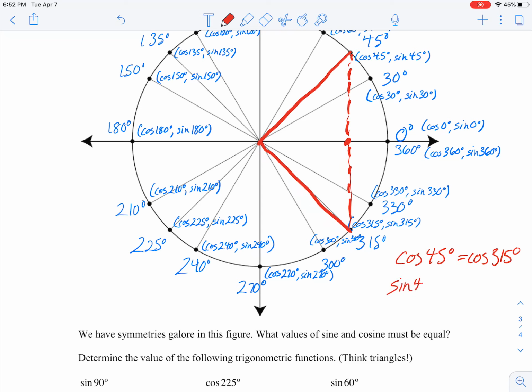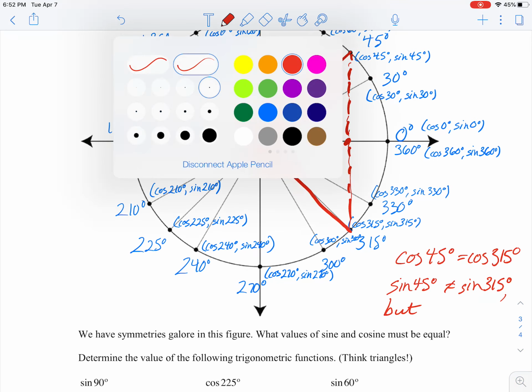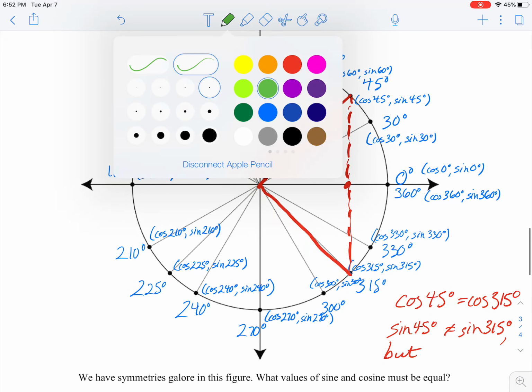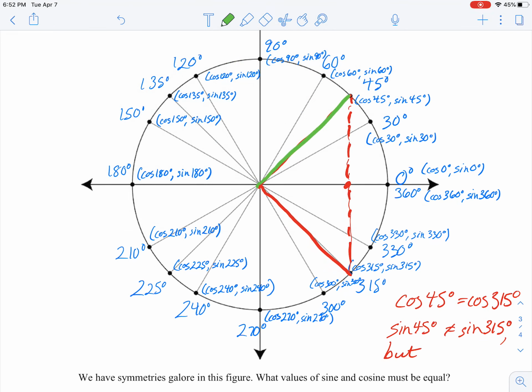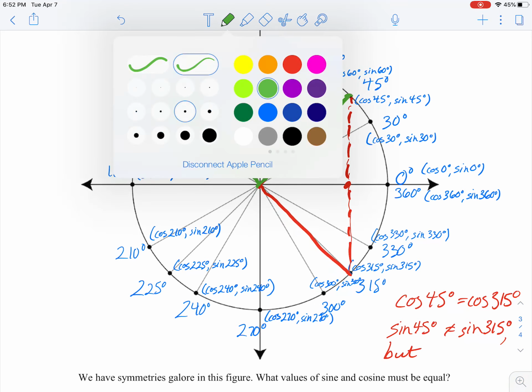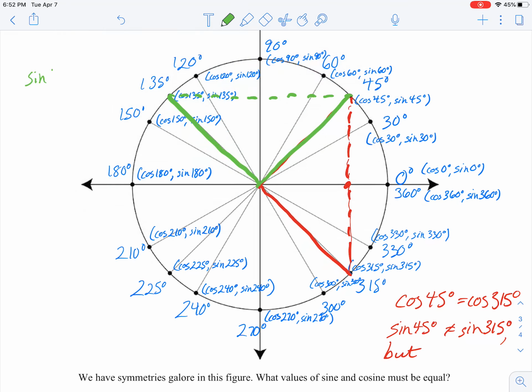Now, the sine of 45 degrees does not equal the sine of 315 degrees, but we can say that the sine of 45 degrees equals the sine of 135 degrees because they share a y value. Those 2 points have the same y coordinate.